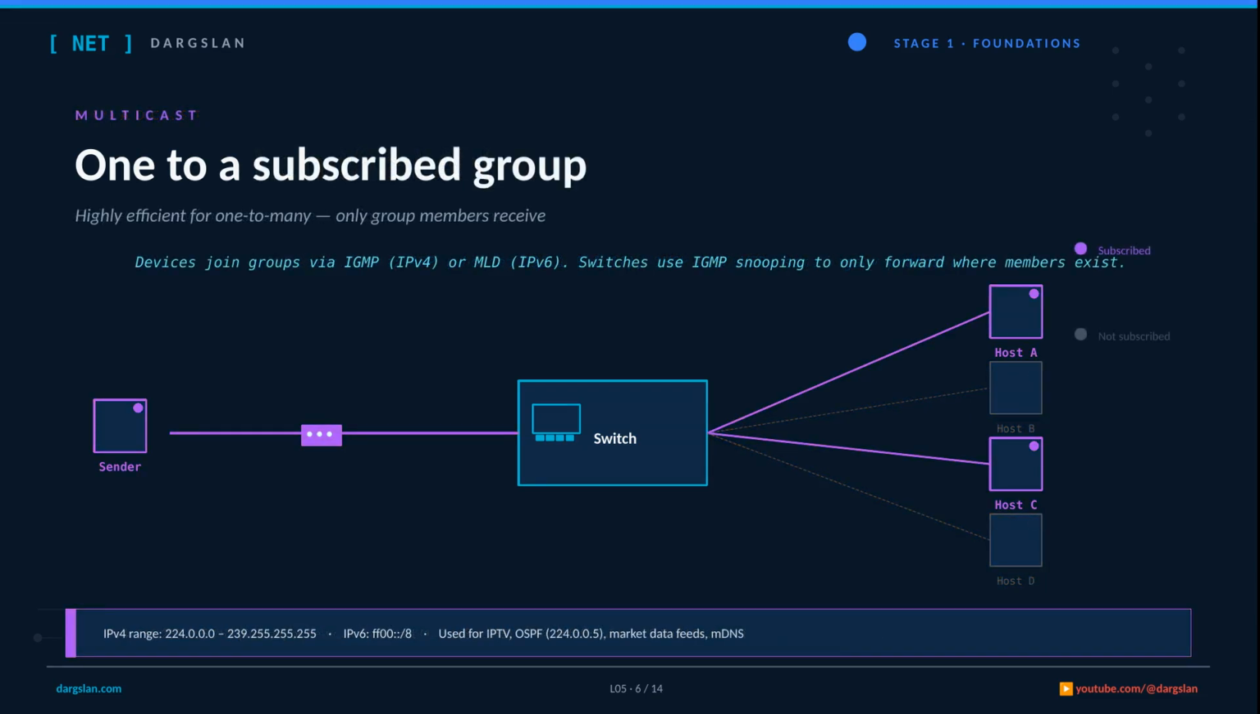Multicast strikes a smart middle ground. Instead of flooding everyone or targeting just one host, the sender transmits once to a group address, and only the devices that have actively subscribed receive a copy. Here, host A and host C get the video stream, while B and D are skipped. Devices opt in by joining a group through IGMP on IPv4 or MLD on IPv6, and switches use IGMP snooping to forward traffic only down ports where members actually live. You'll see this in action with IPTV, OSPF routing updates, financial market feeds, and mDNS service discovery.